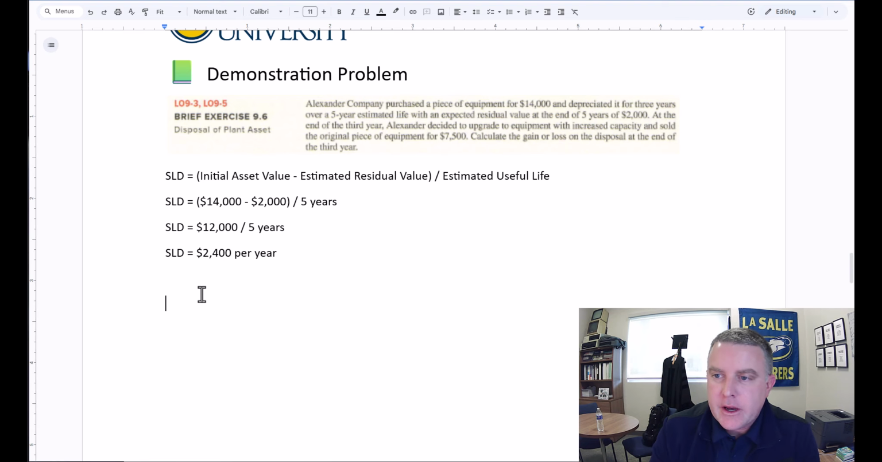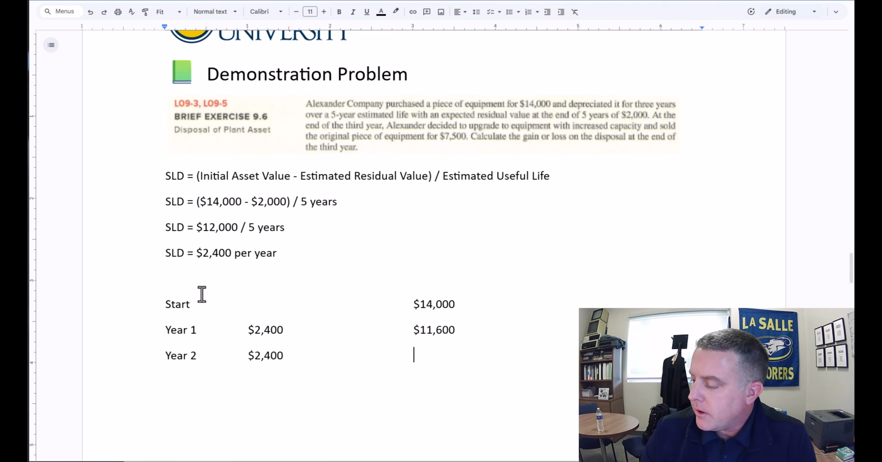So if we think about this, they bought the asset. Start, right? The asset had a value of, let's say, $14,000. Then at the end of year one, they recorded depreciation of $2,400, which reduced the asset's value by 2,400. So 14,000 minus 2,400, now the asset is worth 11,600. Year two, they also recorded $2,400 of depreciation again, and this reduces the asset value another 2,400. So now it's worth 9,200.